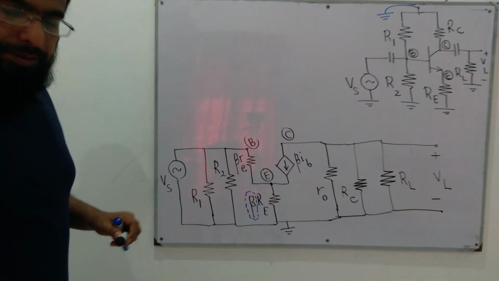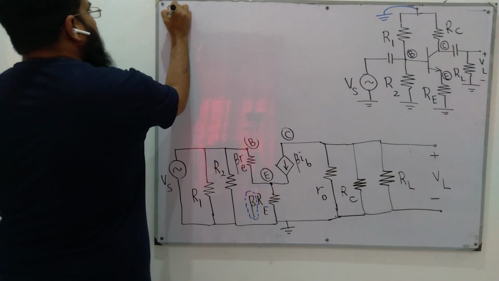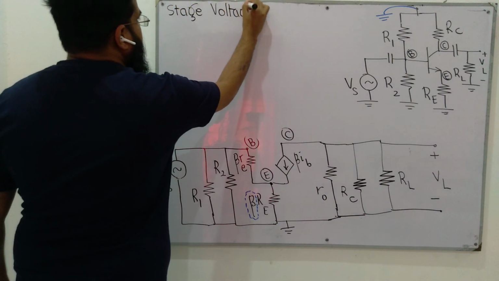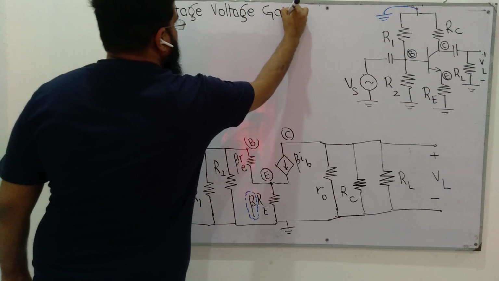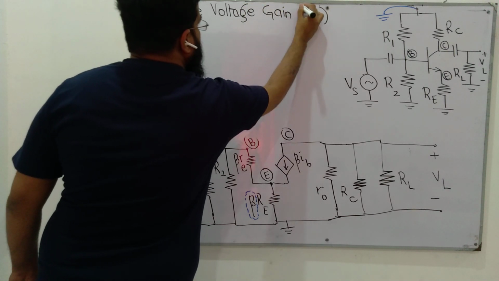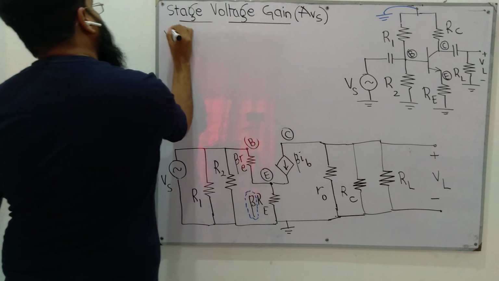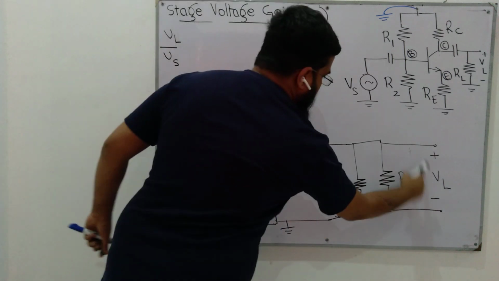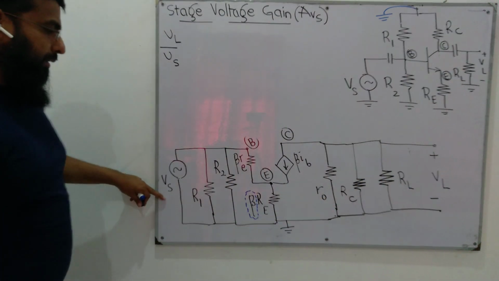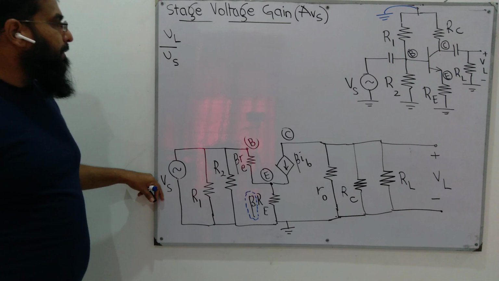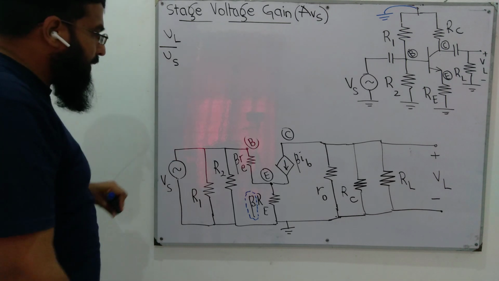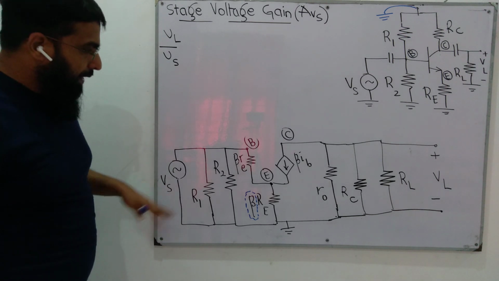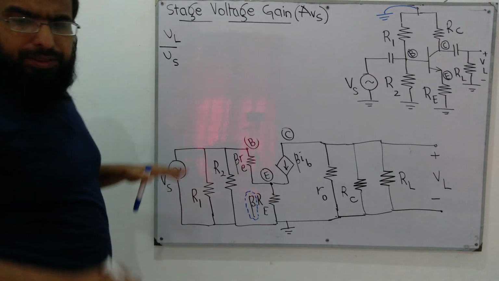In our earlier lectures, we have studied that the stage voltage gain AVS is the ratio between VL, the AC output voltage, the voltage drop across the load resistor, divided by the supply voltage VS. VL over VS. So if we compute VL and divide by VS, we get an expression. So let's compute this expression.